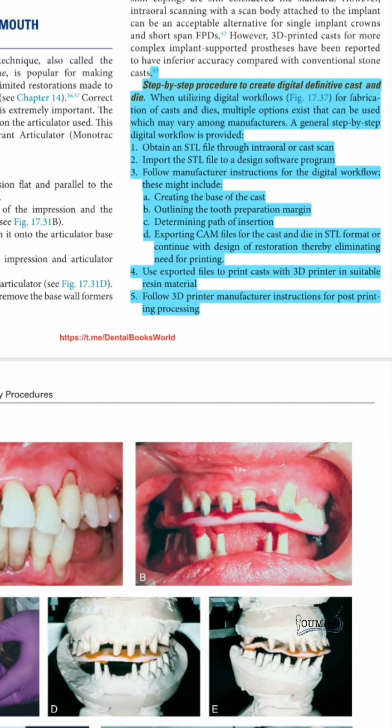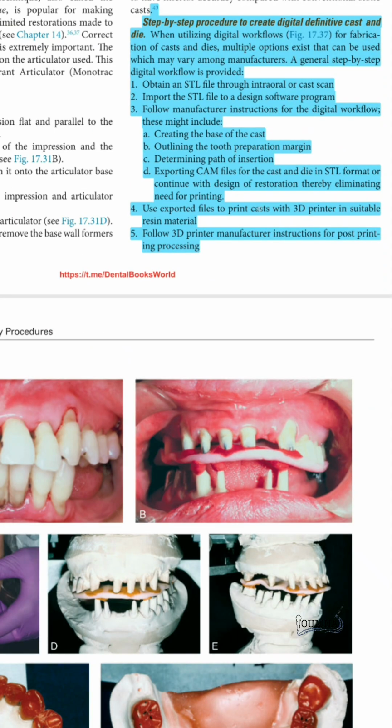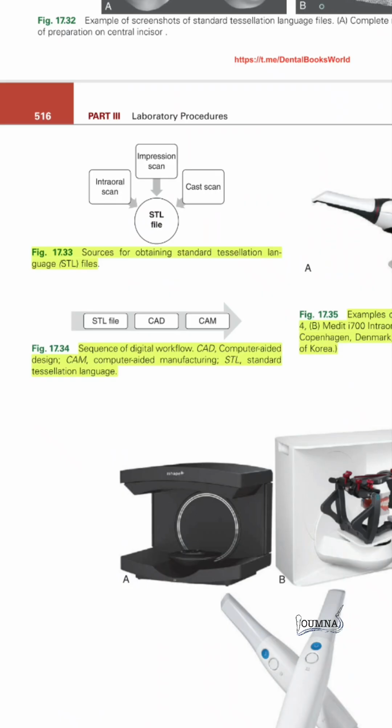We first create the base using the software, then outline the tooth preparation margin. We determine the path of insertion. In this step, we can export the file to print it to a die, or we can proceed to design the final restoration. The die is usually printed using resin materials with a 3D printer.